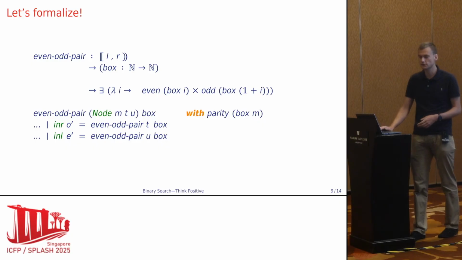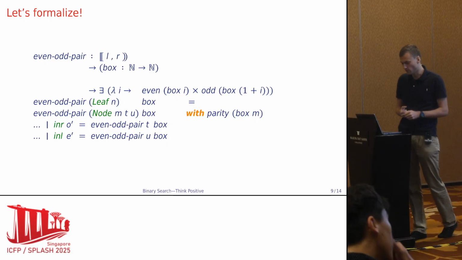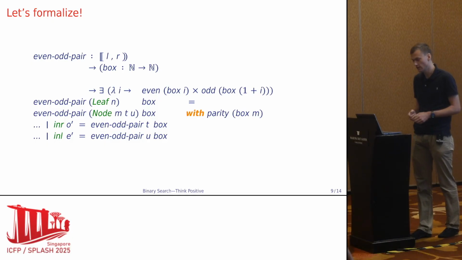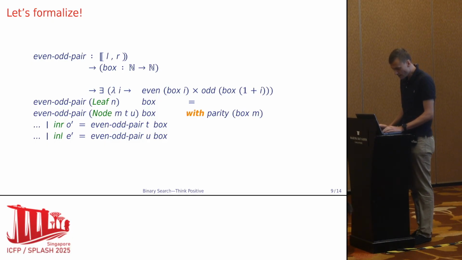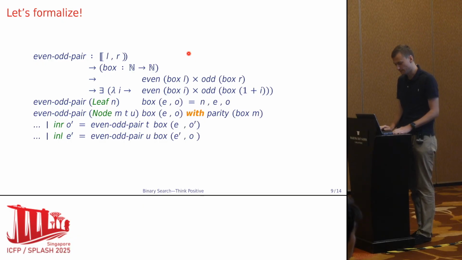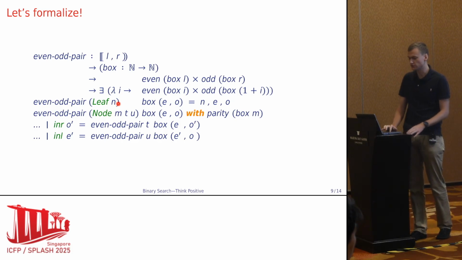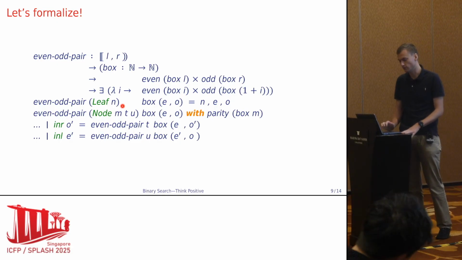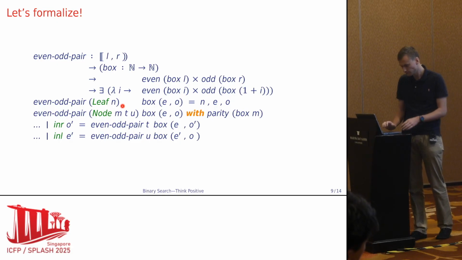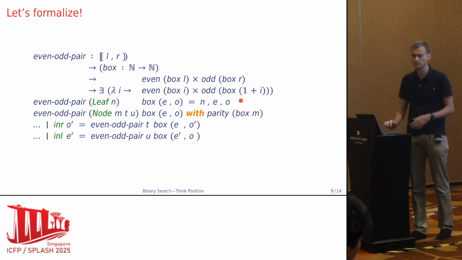So now let's look at the base case. In this case, well, we can't recurse anymore. We have to return something, and we can't pull the rabbit out of the hat. So the only possibility is that we assume that the box at position n is even and the box at position n plus 1 is odd. So we assume this here. So we assume that the leftmost box is even and the rightmost box is odd. And in the base case, we just return this.